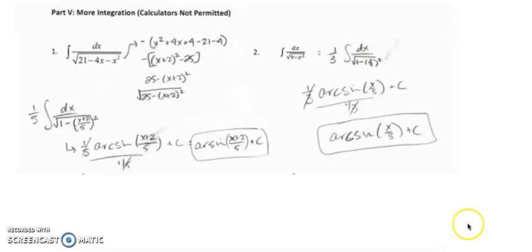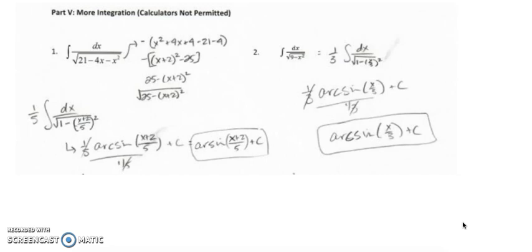Okay, now we move to part 5, which is a non-calculator section, and this is some more advanced integration techniques. And these types of questions are fair game for your gateway. So first one, we are going to do integration using completing the square.